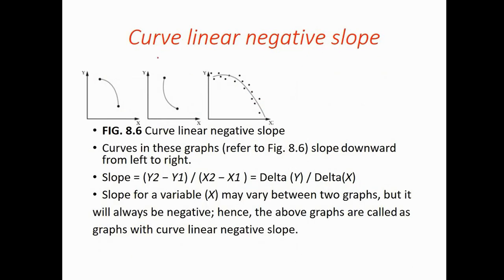Curvilinear negative slope. Here also, the slope will be in the downward direction from left to right. So these are all the curvilinear negative slopes.